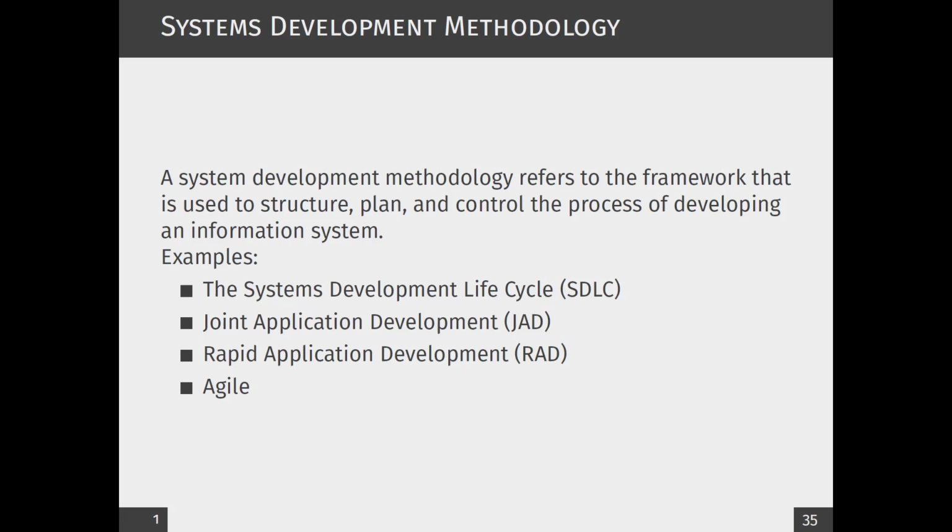So here I listed four examples. Traditionally we have something called the system development life cycle, or the waterfall technique. That is traditionally how we develop software systems. Then if you look at more recent ones, we will also discuss in brief joint application development, rapid application development, and the latest, that is agile software development. Let's start.